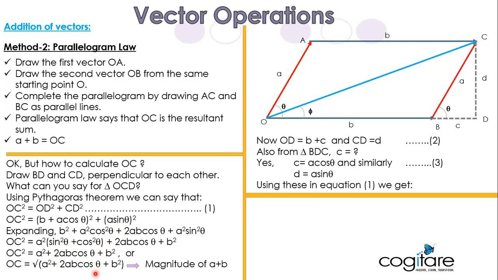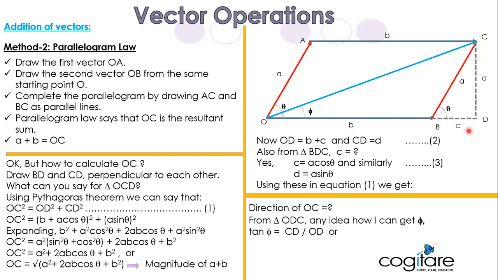We must remember that this is not complete. We need to find the direction of the resultant, which means we need to find the angle phi. We need to come up with an expression. Once again, this triangle is a right angle triangle. If I want to specify phi, I can use the ratio tan phi is equal to CD divided by OD. Therefore, tan phi is equal to CD, which is nothing but D, and OD is nothing but B plus C, or D was nothing but A sin theta divided by B plus A cos theta.